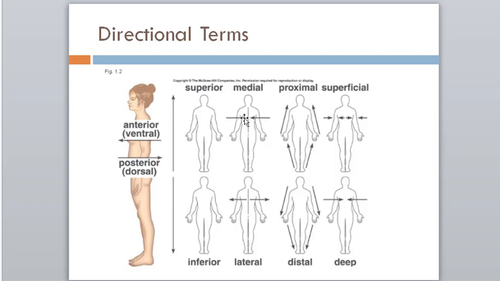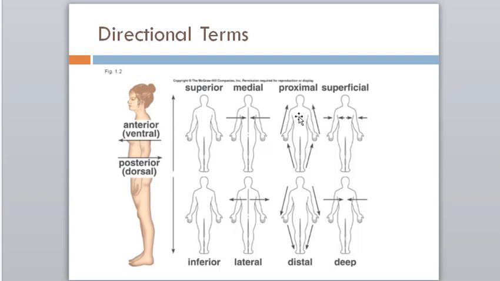There's an imaginary line that divides the body right down the center, dividing it into left and right halves. When you're moving towards that center or towards that midline, that's referred to as medial movement. If you are moving away, that's lateral. Superior and inferior are talking about moving higher, moving lower.